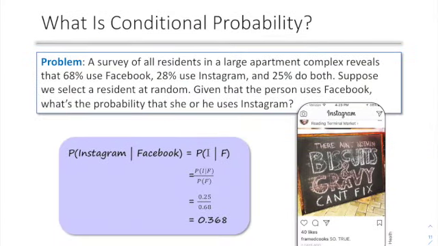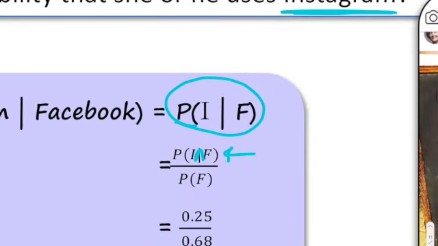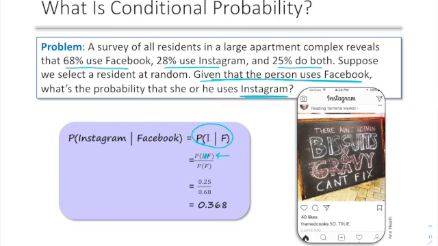Alright, so thinking back to that Facebook and Instagram example from the last section, remember we had 68% of residents in the apartment complex used Facebook, 28% used Instagram, and 25% used both. So suppose we select a resident at random. Given that the person uses Facebook, what is the probability that he or she uses Instagram? So here we have our given probability of I, given F. This should be an intersection right here, not a given bar but an intersection. The probability of both was 25%, so 0.25, and the probability of just Facebook was 68%, 0.68. Doing the division, we get 0.368.